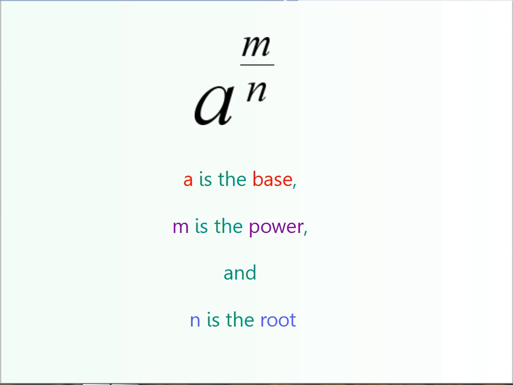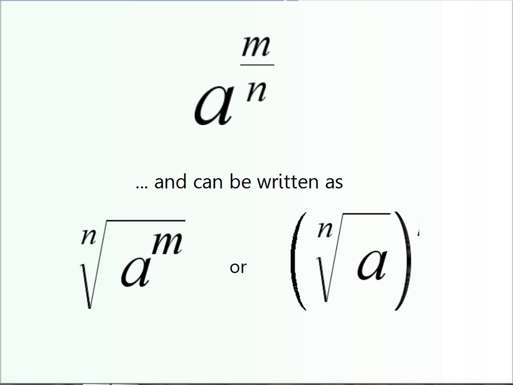A is called the base. That's the number that's getting taken to the power. M is actually the power, and n represents a root. So when I say a to the m over n power, I'm actually taking the base to the power and then taking the nth root. So let me show you what that looks like.